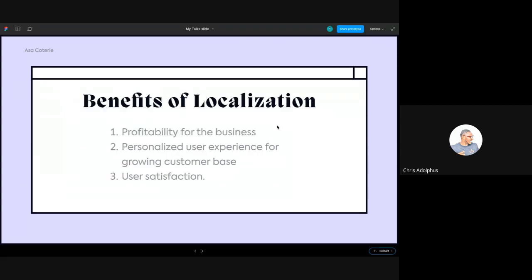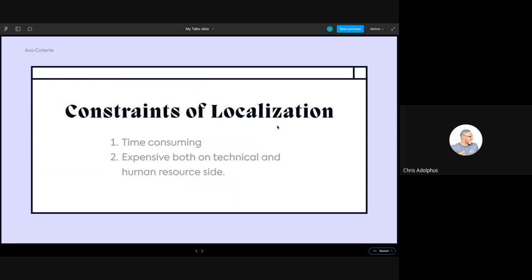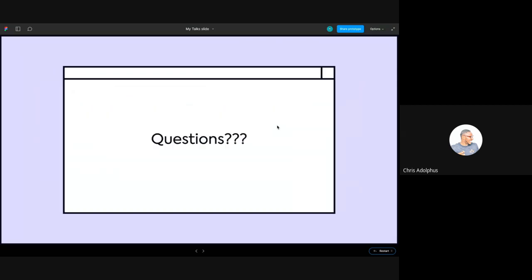But again, it's very rewarding: the business is growing, the customers are satisfied, and they're enjoying a personalized experience. At the end of the day, trust me, you're not going to feel like it was much of a burden, because you were able to achieve your set goals. That's all I have to say.